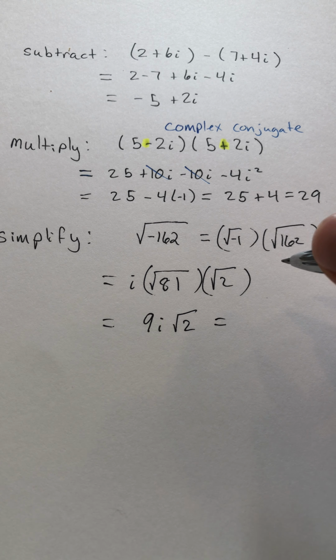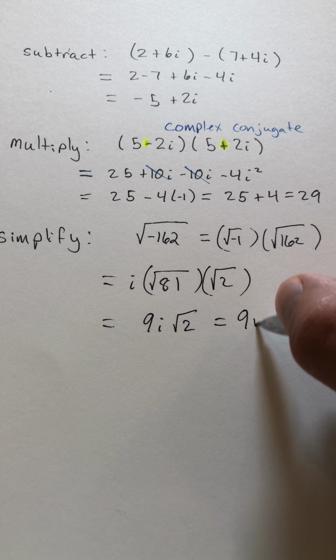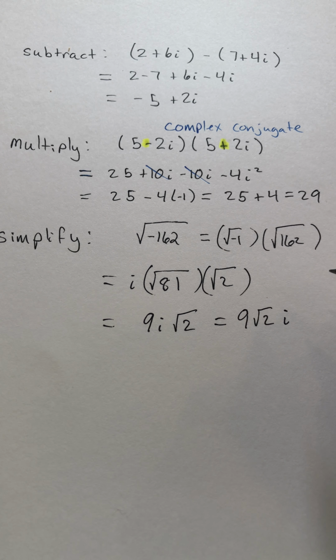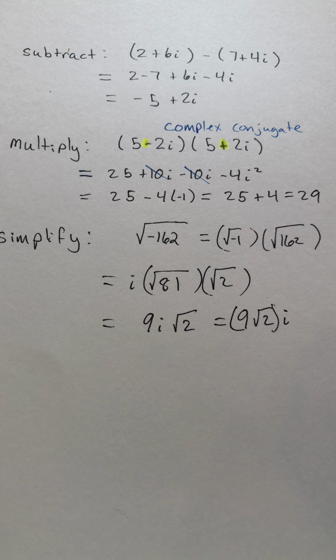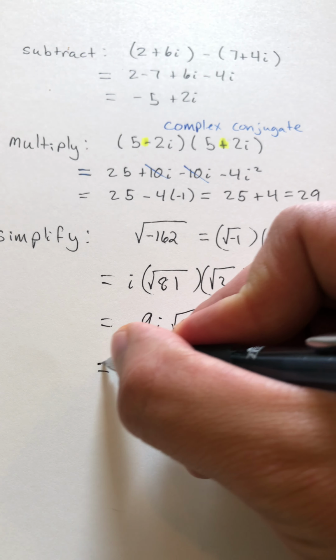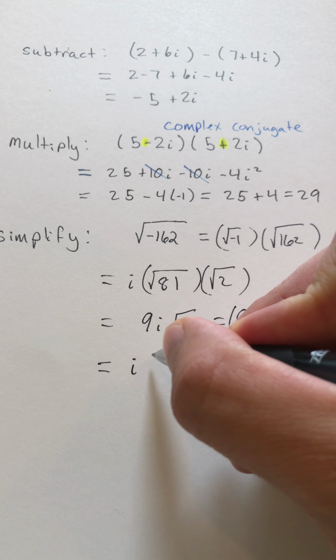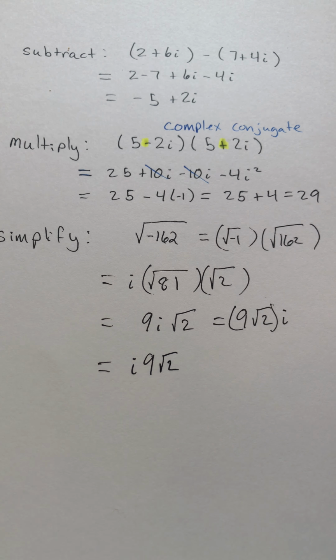As long as you don't put the i under the square root, it's common to see any of these. Those are the same by the commutative property of multiplication.